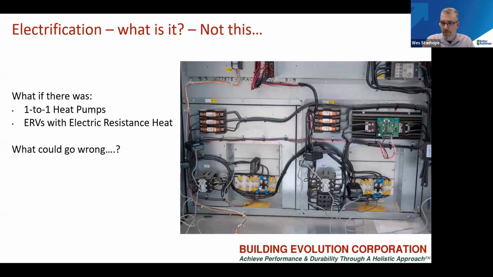This is one of the actual projects that we were called into after a building had been operating for about a year. This is an electrification project in a residential building. The photograph here shows an actual ERV and electric resistance heating. The building has one-to-one heat pumps inside for heating and cooling each apartment. So what could go wrong?